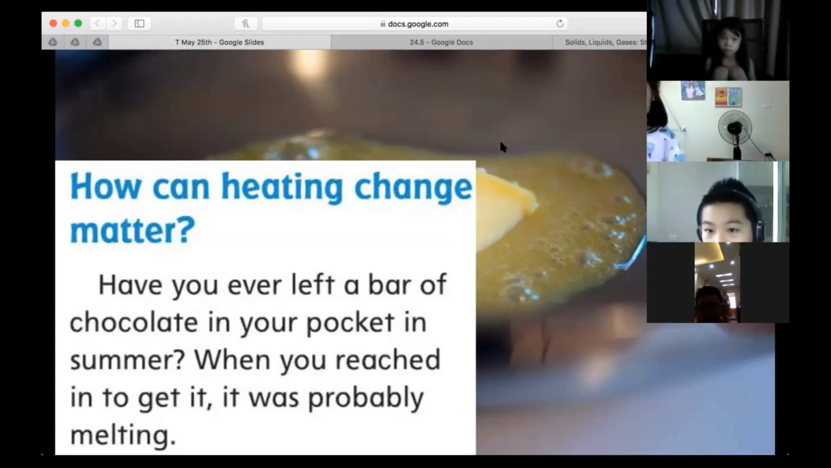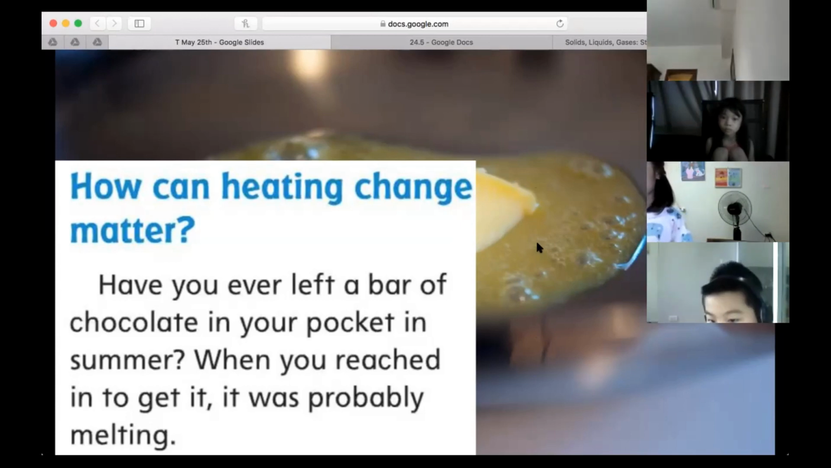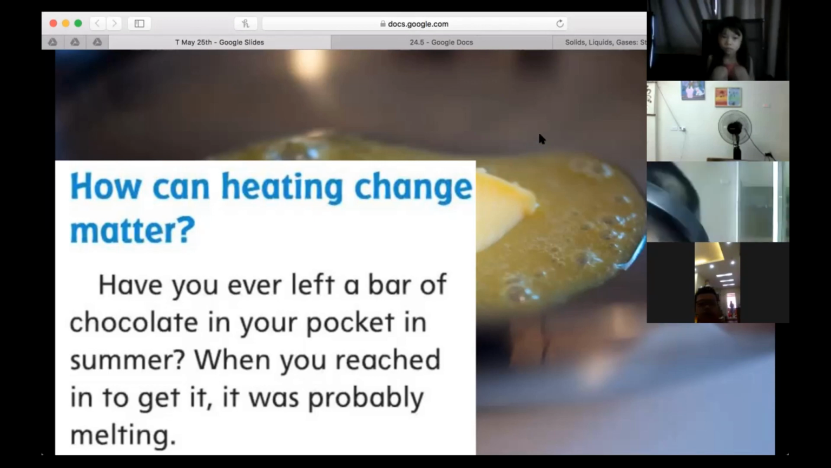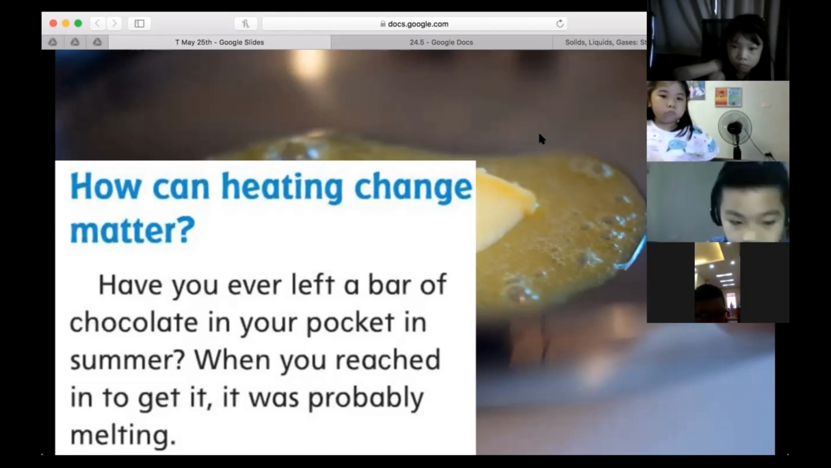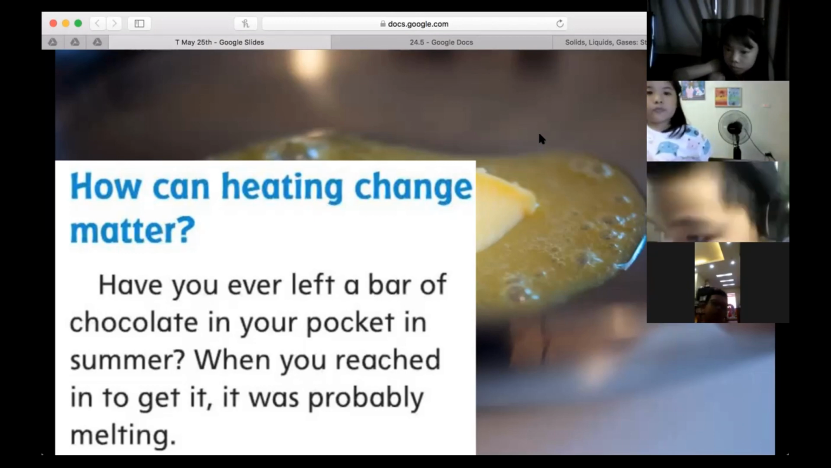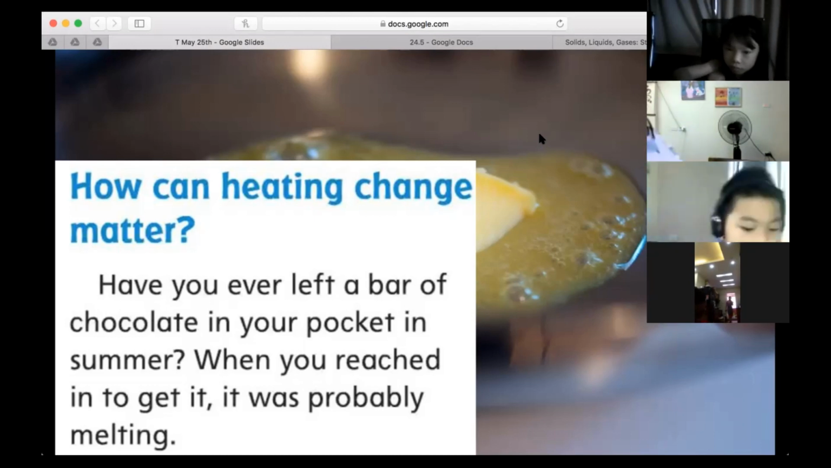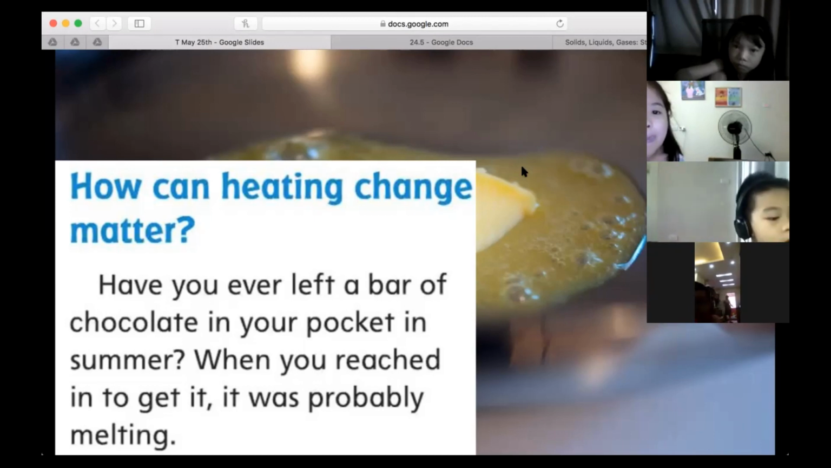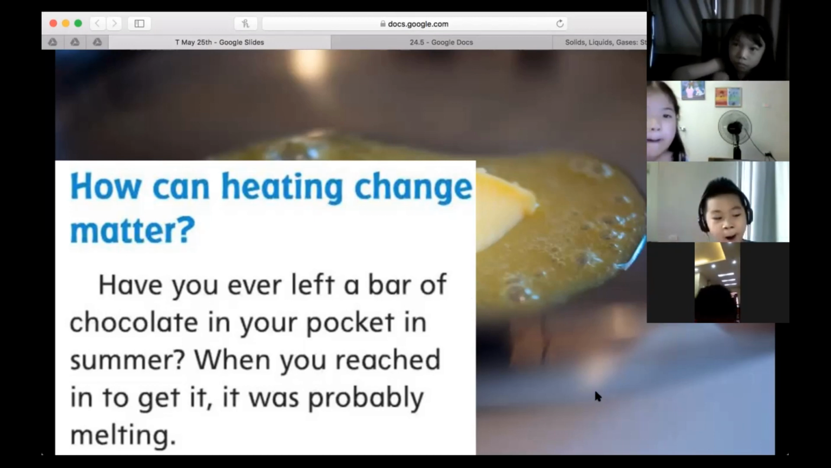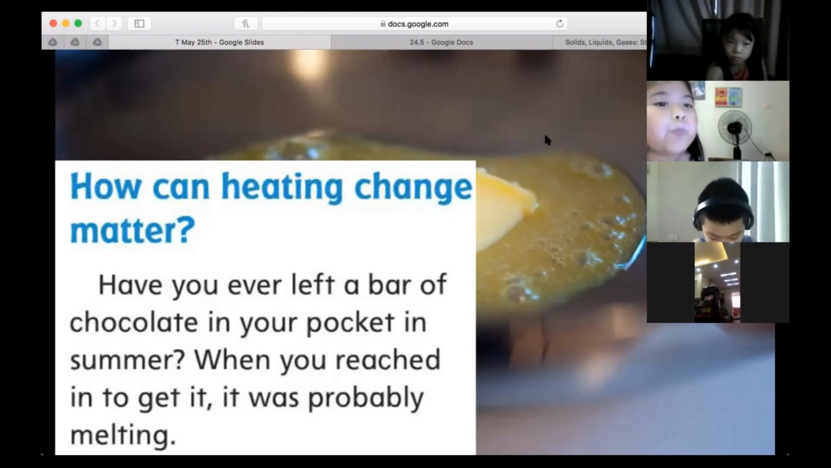So now let's read about it. Who would like to read? Let's have Sam. Sam, can you please read this for us? Have you ever left a bar of chocolate in your pocket in summer when you reach in to get it? It was probably melting. Excellent. It was probably melting, right? Has anyone touched a melting piece of chocolate?